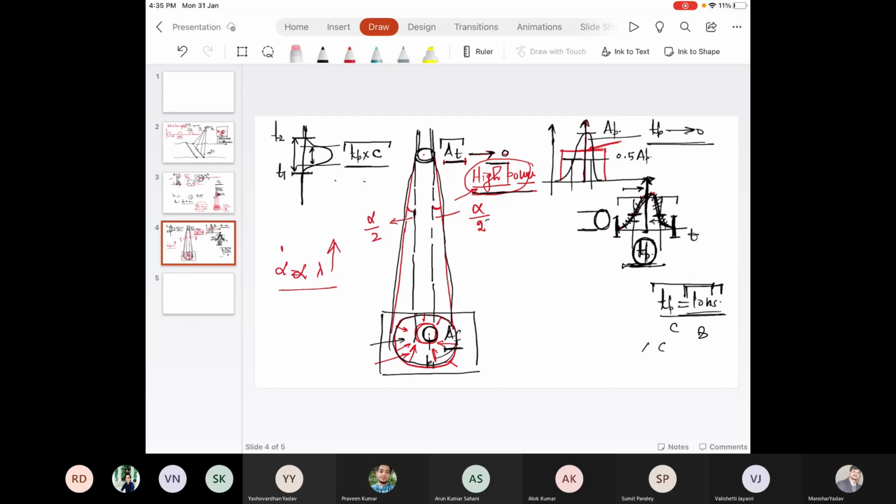Okay. So second thing, how we calculate the laser footprint area. Okay.